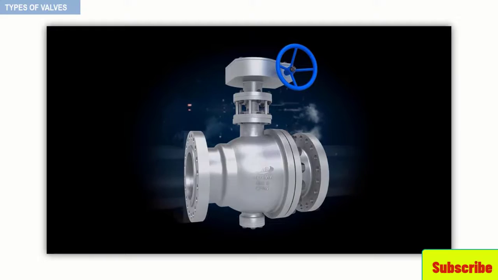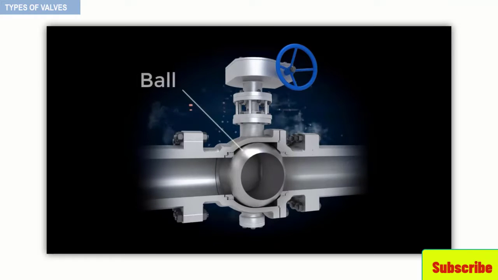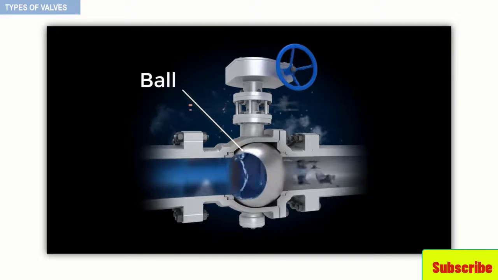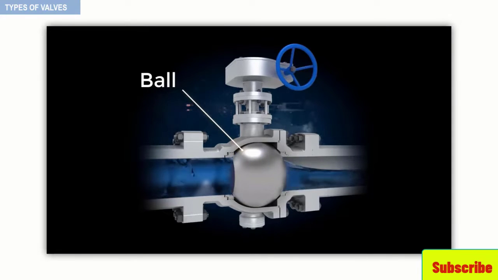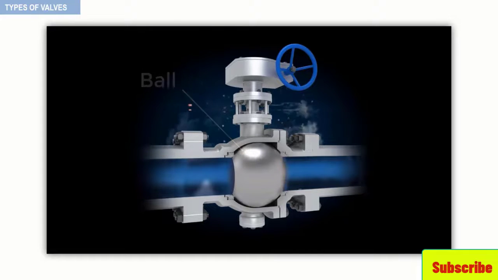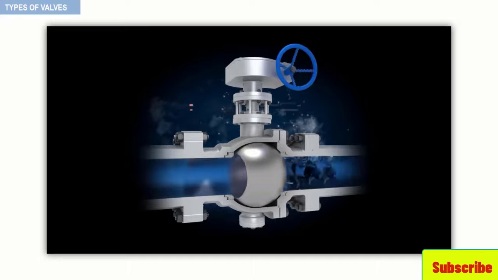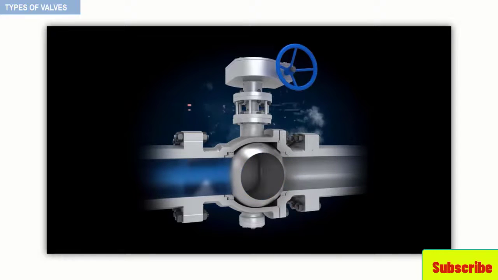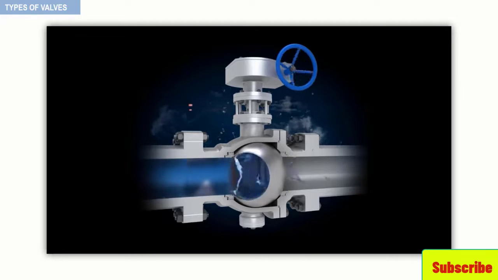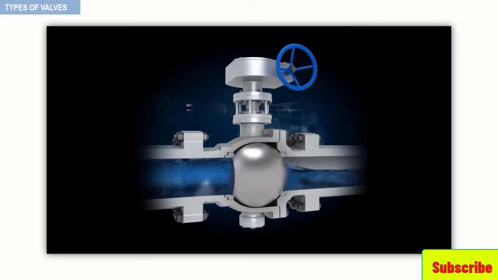The ball or the spherical plug that you can see here performs the same function as the disc in the globe valve. When the valve handle is turned to open the valve, the ball rotates to a point where the hole through the ball is in line with the valve body, inlet and outlet. When the valve is shut, the ball is rotated so that the hole is perpendicular to the flow openings of the valve body and the flow is stopped.